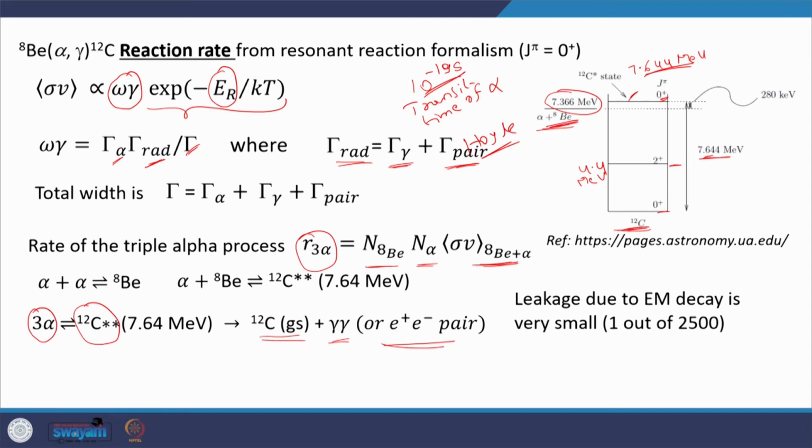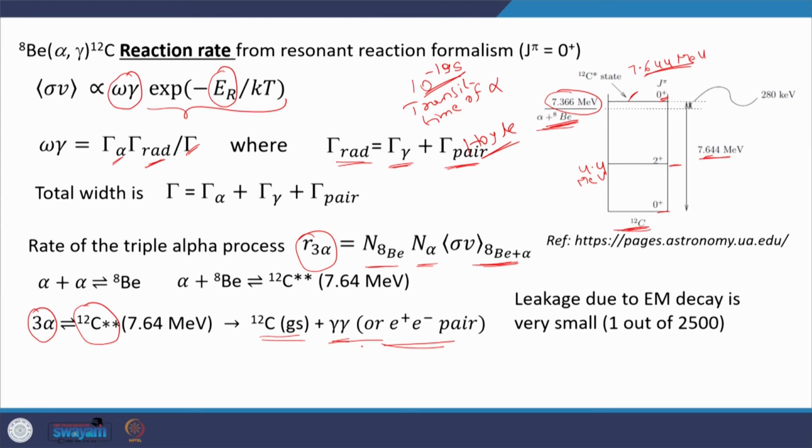All right. Now, here in principle there is a leakage in this equilibrium, a small leakage. What is that leakage? As I said, electromagnetic decay. This is happening when the carbon 12 excited state and 3 alpha are trying to achieve equilibrium. So, this electromagnetic decay is the reason for the leakage. Fortunately, this is extremely small, like 1 out of 2500. So, we can always confidently say that the equilibrium can be reached.